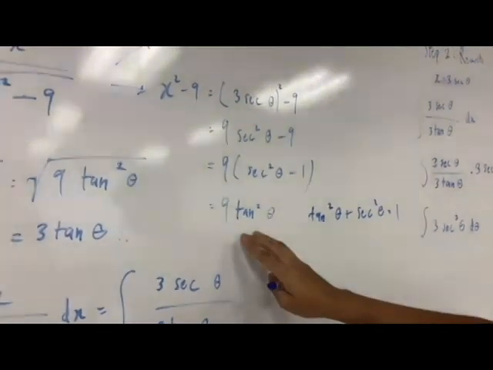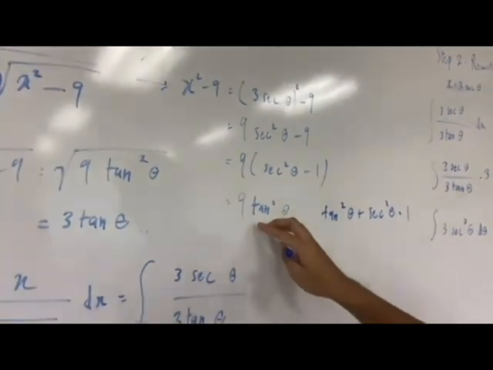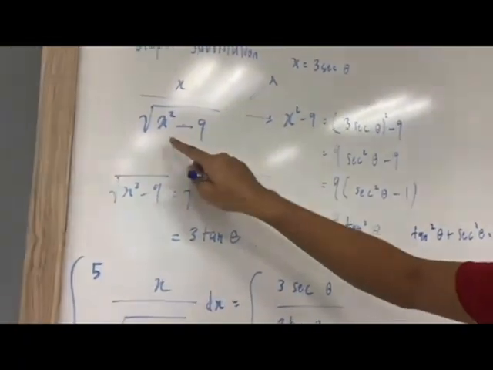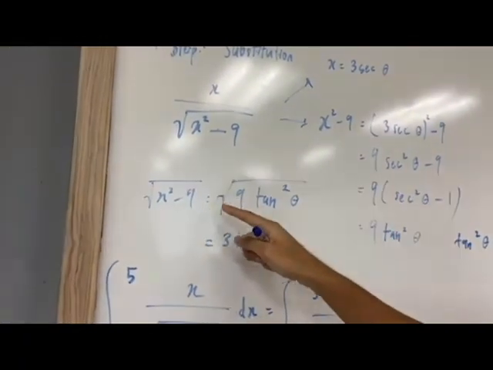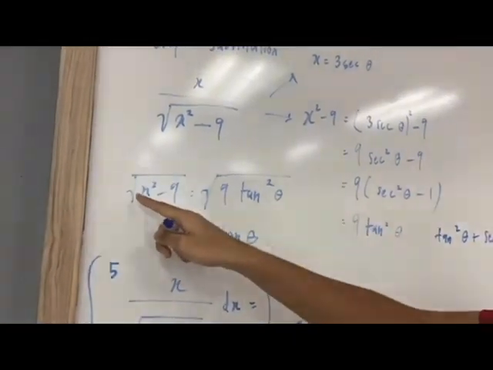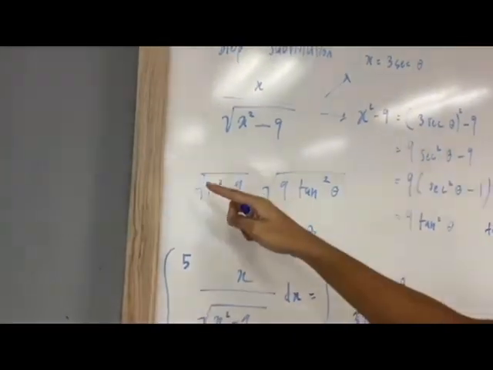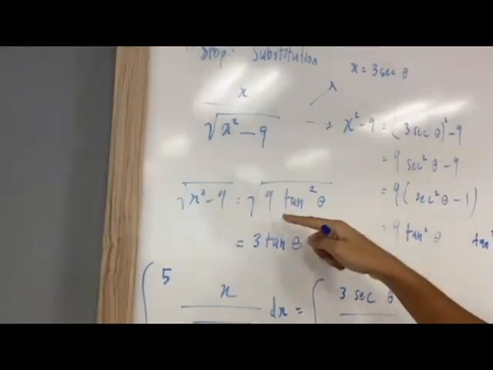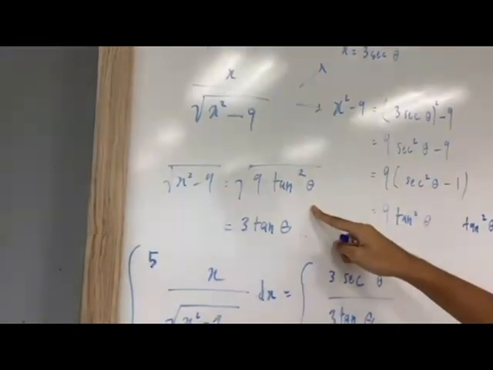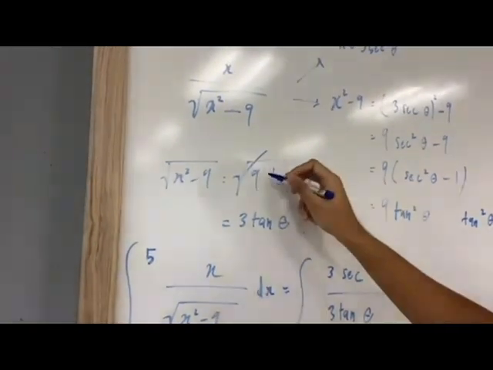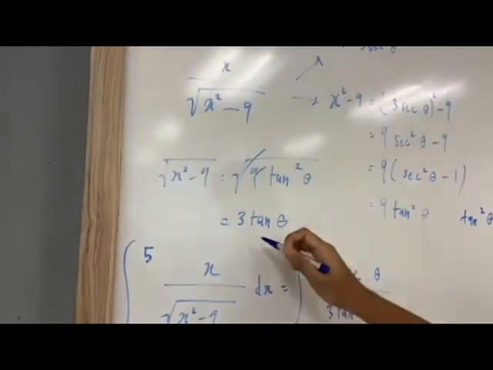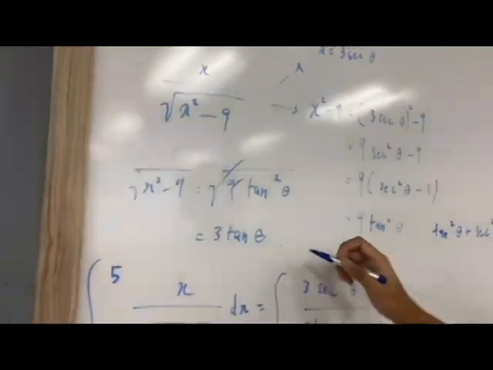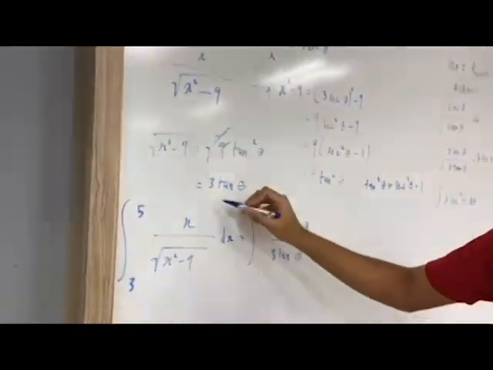Okay, after getting this, it's not over yet. We can put it back and compare with the denominator, which is to put the square root on both sides: the square root of x to the power of 2 minus 9 is equivalent to the square root of 9 tangent squared theta. Basically we can simplify it, and then it will become 3 tangent theta.